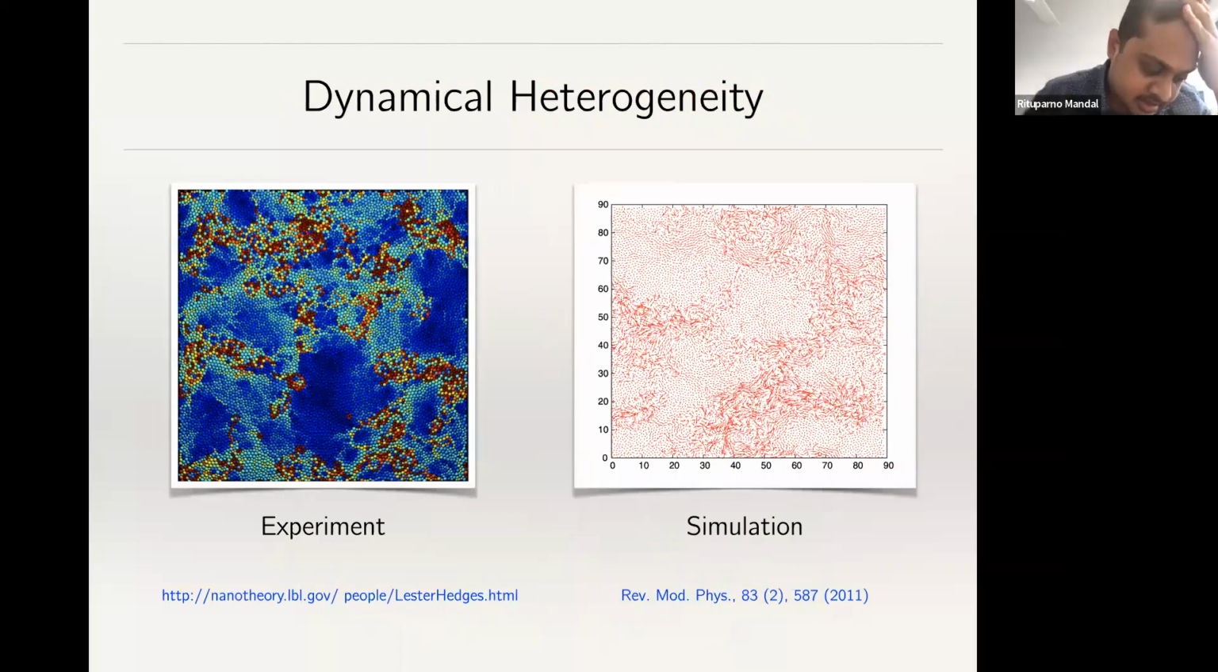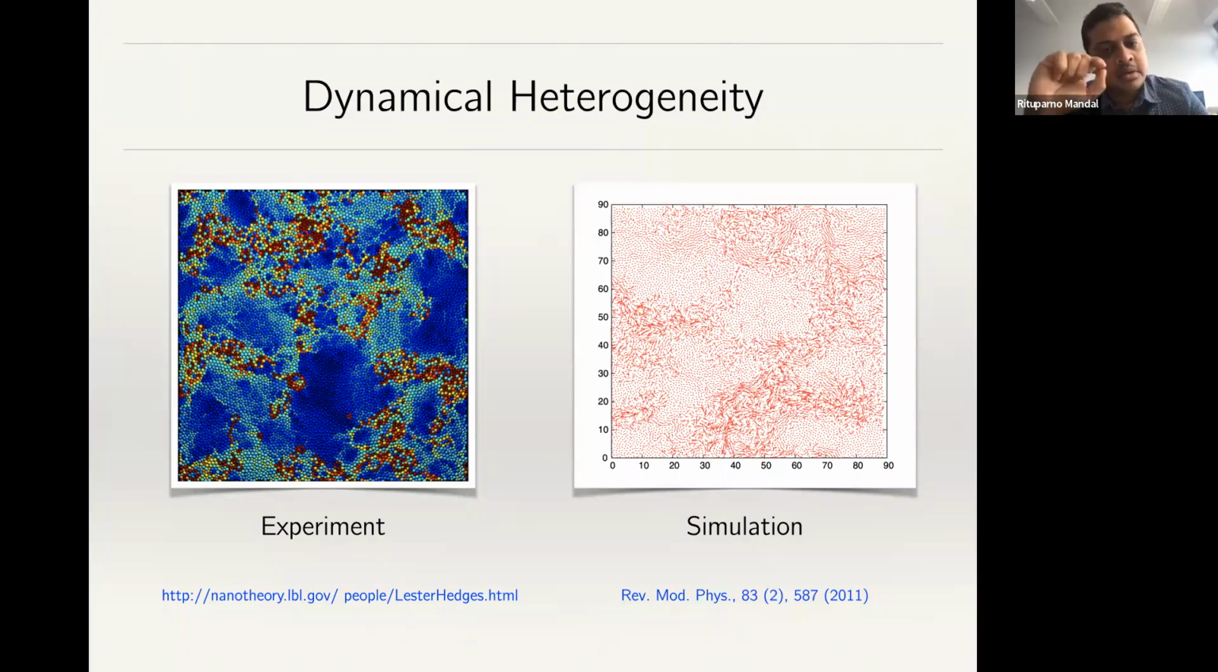And here is another. I told you about caging, which is one very important feature of glassy material. This is another one, known as dynamical heterogeneity. Here you see two pictures. One is from an experiment in colloids, and another is from simulation. In the experiment on colloids, each particle is colored according to the displacement it had over a time scale.